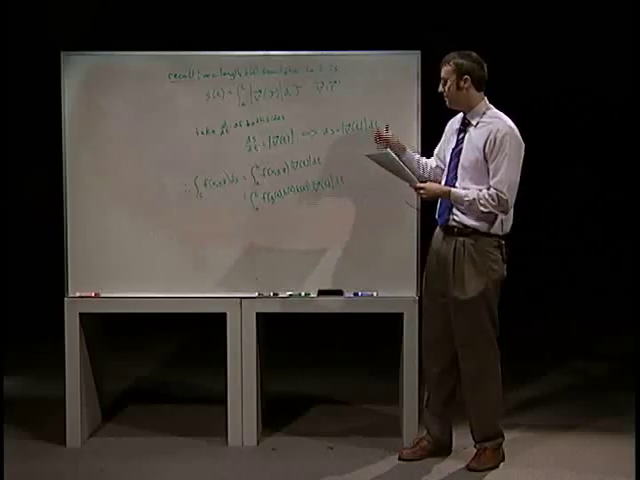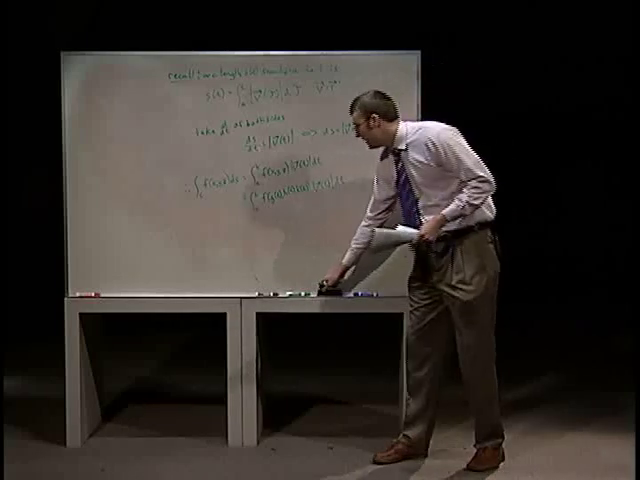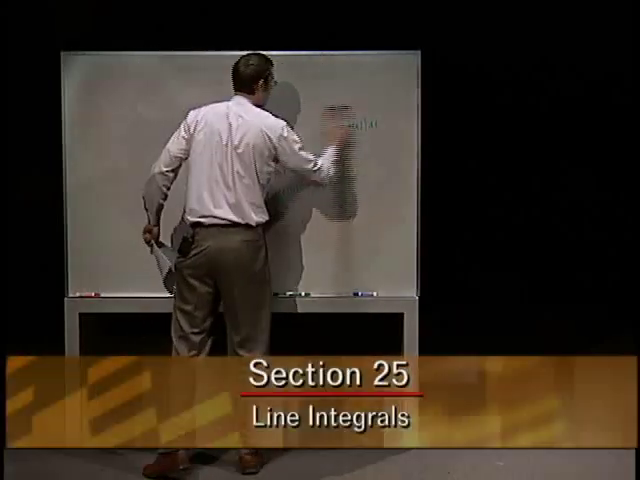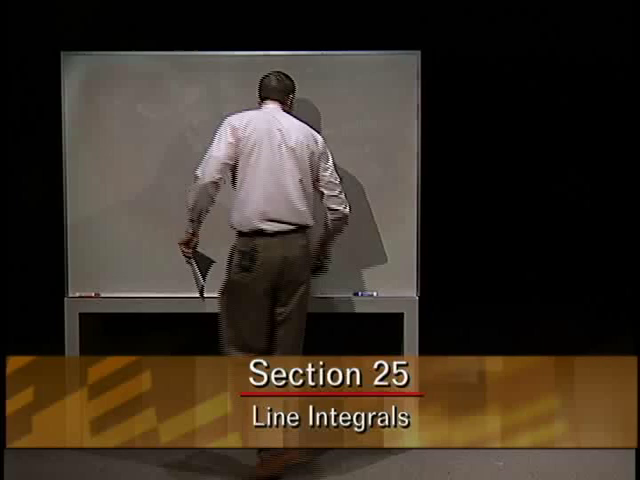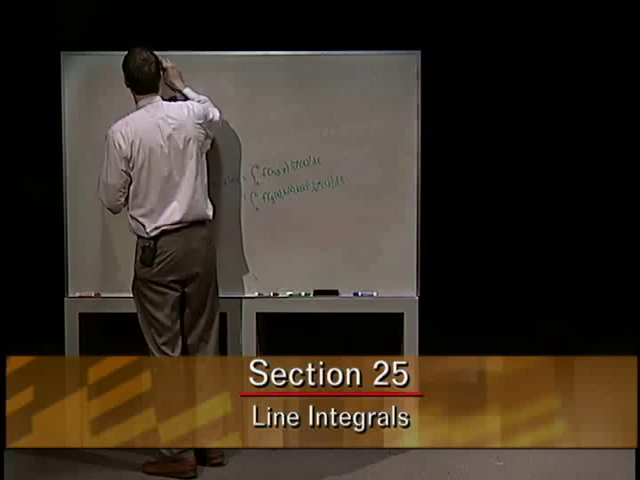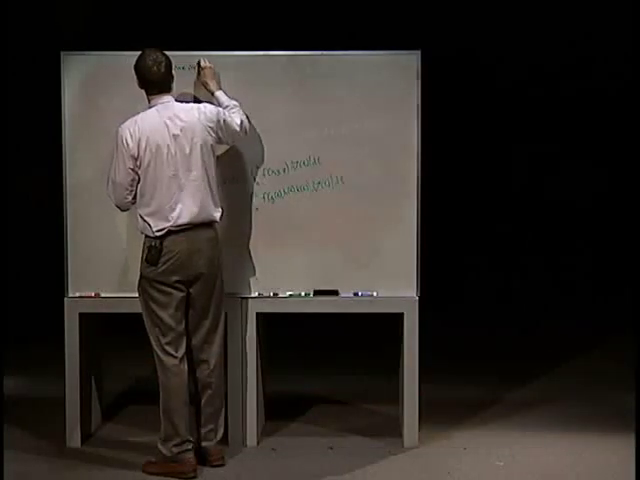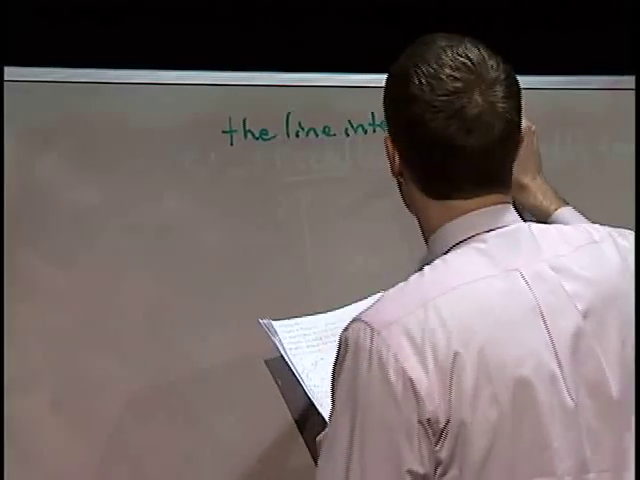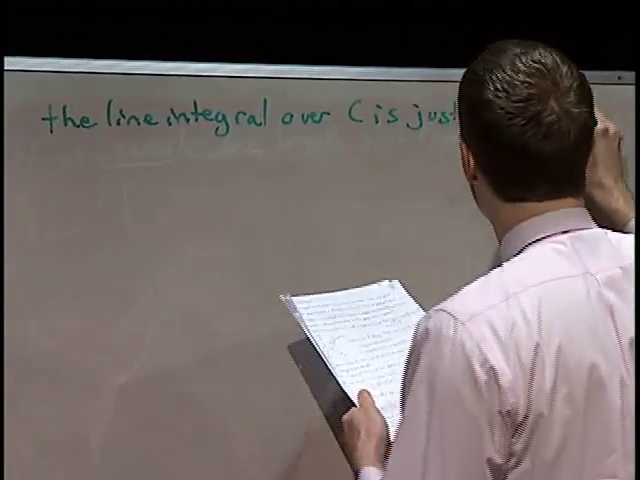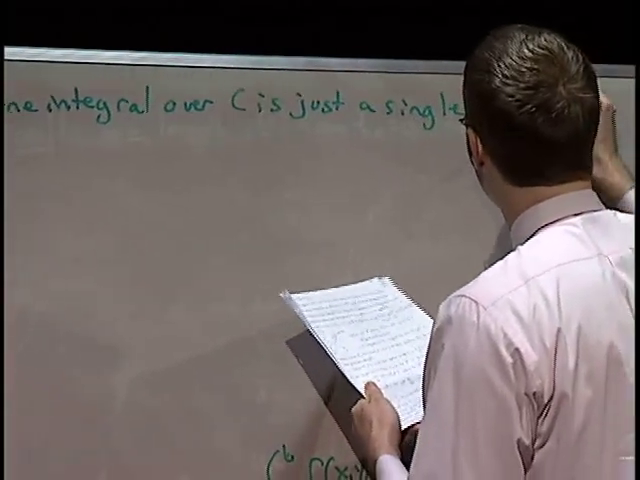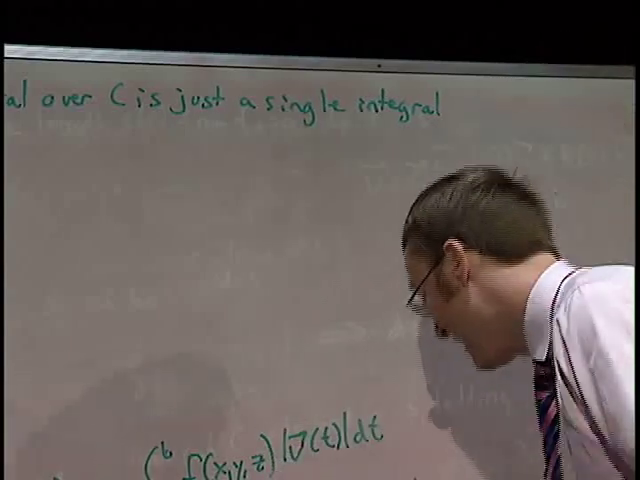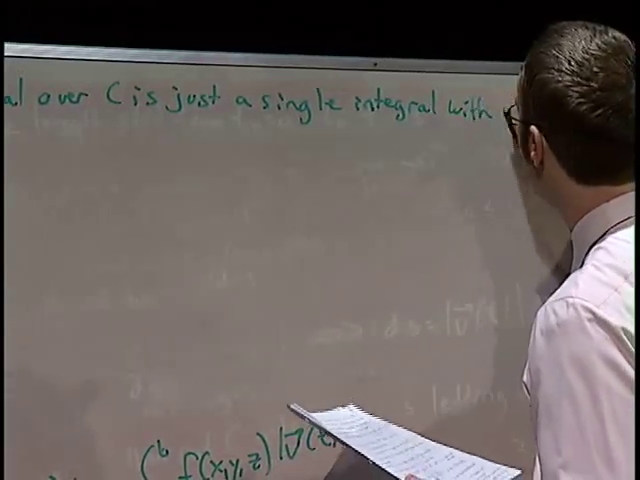Okay? So what do I want to say about this? Let me leave that bottom part up there, and I'll erase this top part. So that's the line integral formula in terms of a single variable. So let's see, where are we here? So the line integral over C is just a single integral with respect to t.